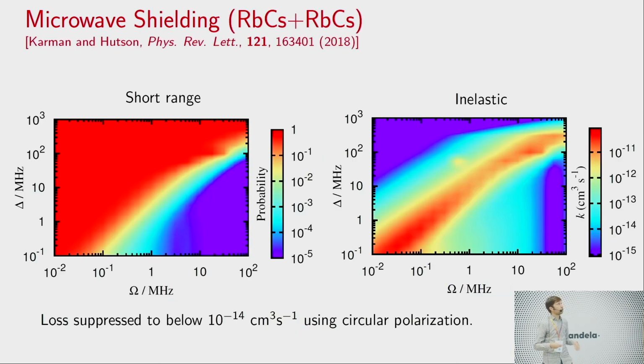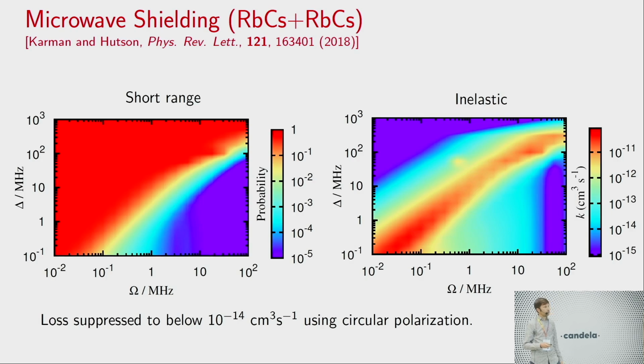So together with Jeremy, we studied this, not at this cartoon level, but quantitatively by numerically exact coupled channels calculations. And so this is the main result showing loss rates due to these two mechanisms as a function of the microwave parameters, so detuning and Rabi frequency. And so the message is that you can find microwave parameters where you can really suppress collisional loss by many orders of magnitude.